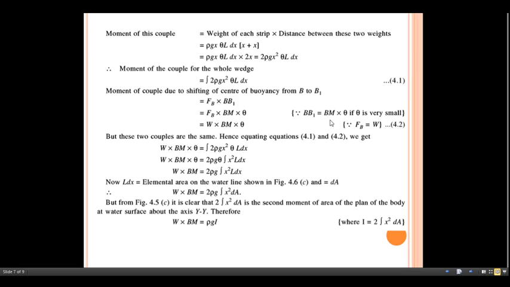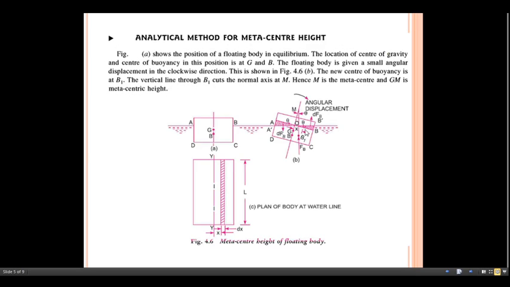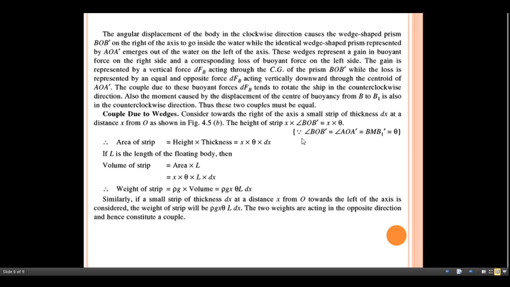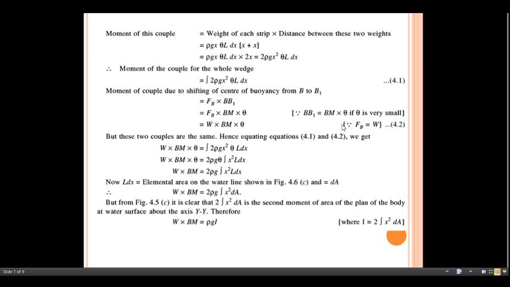Now BB1 can be written as BM times theta, where theta is very small. The two couples are the same for this and that one. So you have to equate this term with W multiplied by BM multiplied by theta.